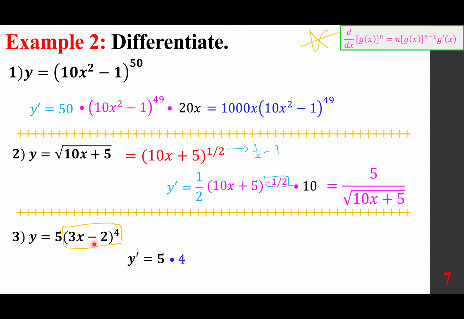Then you need the same function to the power of 4 minus 1. That means 3x minus 2 cubed. And finally, you need g prime, the derivative of the inside, which is simply 3. And we're done with calculus. The final answer is our algebraic technique, 5 times 4 times 3 is 60. We put it in front, and we are done.